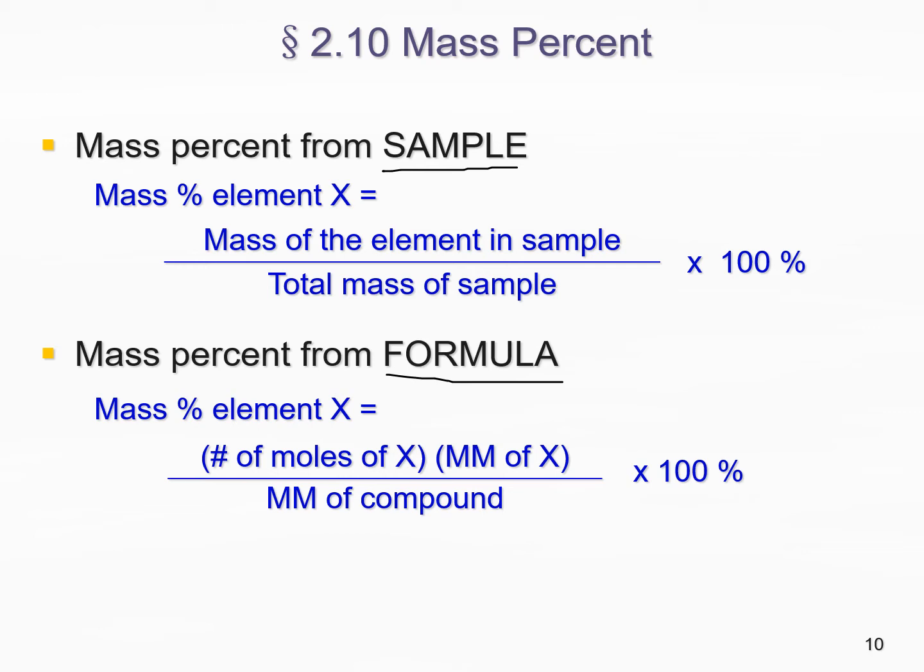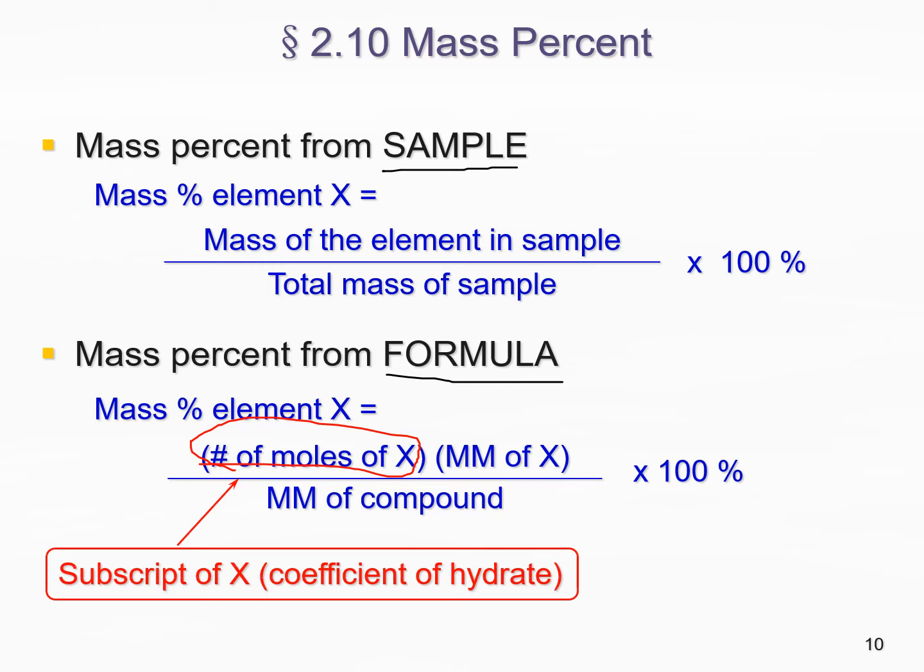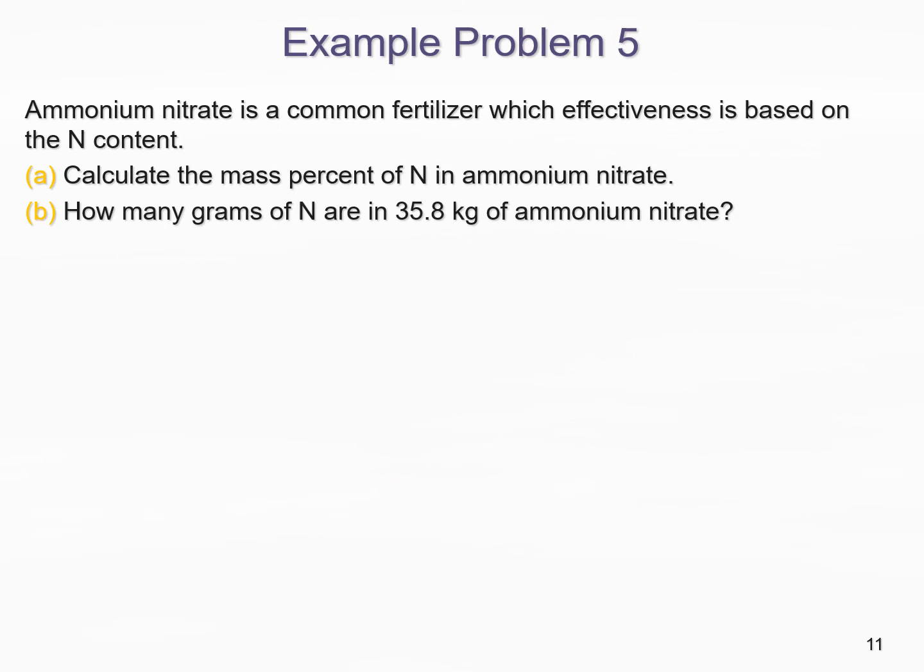So how do we know the moles of this element? The subscript, because the subscript indicates the stoichiometry. And if we talk about a hydrate, that would be the coefficient in front of the hydrate that we can use as a coefficient multiplied by the molar mass of the hydrate, of course. And if you recall our experiment, well, let's get used to these two definitions of mass percent a little bit before we move on.